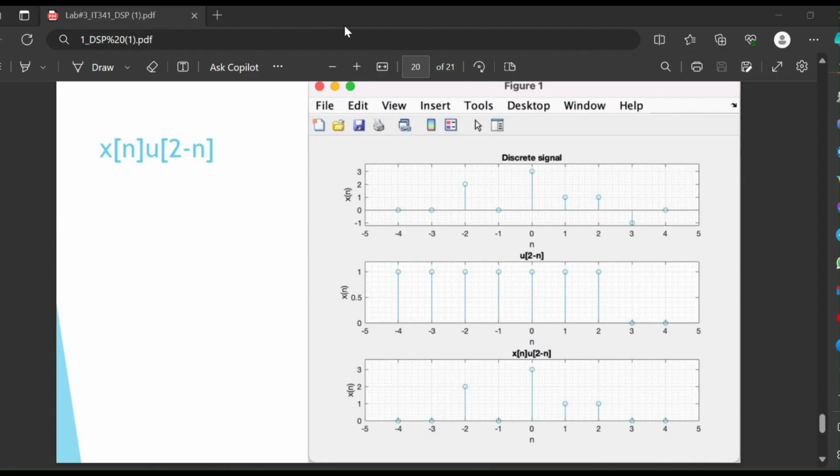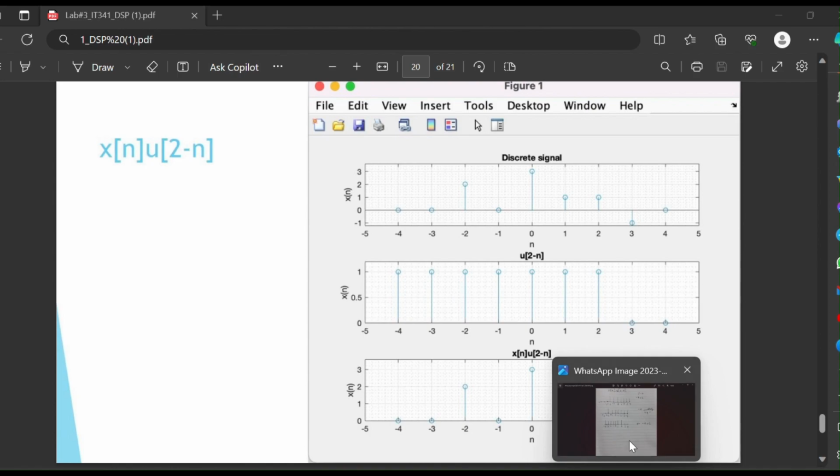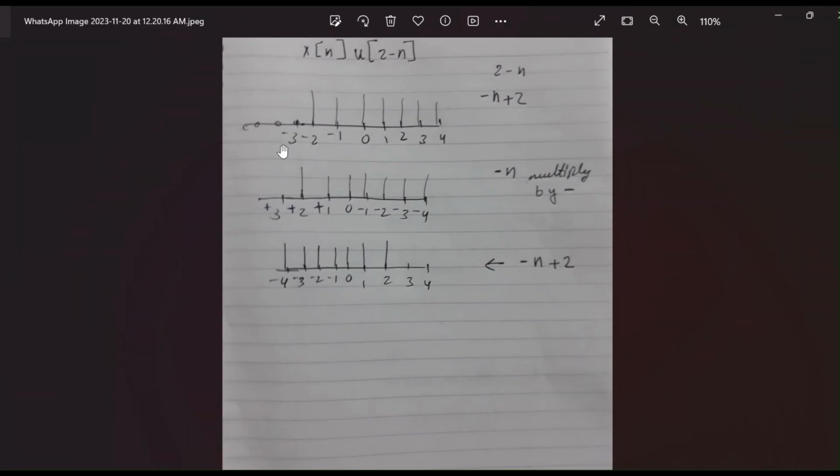Okay, now let's solve x of n times u of 2 minus n, where u is the unit step. First of all, I will start from, for example, -5 to 5. So over here, 3, 2, 1, 0, 1, 2, 3, 4.